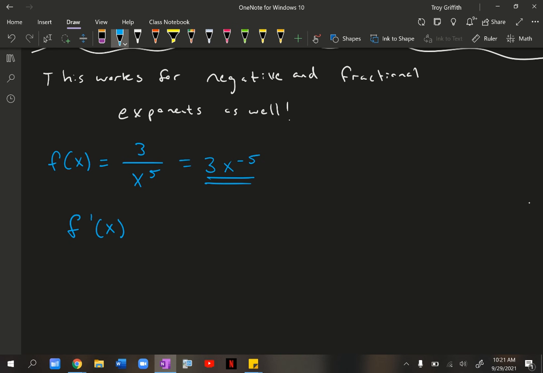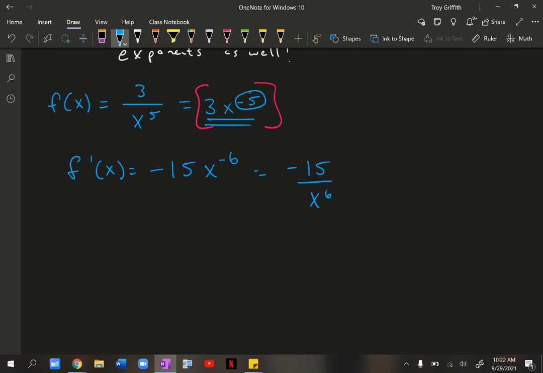F prime of x has to be, I take this negative 5 and multiply it to the front. This becomes negative 15, x to the, and then I take this exponent and I subtract 1. So this is going to be negative 6. From here, what I can now do is rewrite this as negative 15 over x to the 6th. So there is the derivative of 3 times x to the negative 5. So always rewrite negative exponents like this, and then you can go from there and use the power rule just like before. This also applies if I have some sort of fractional exponent.